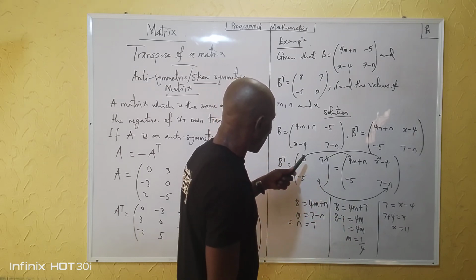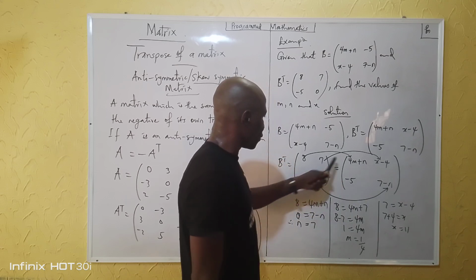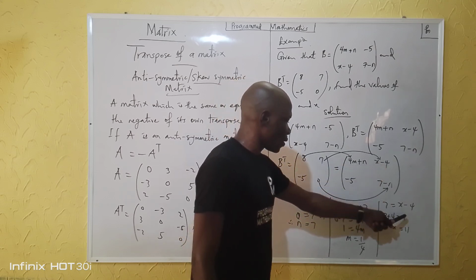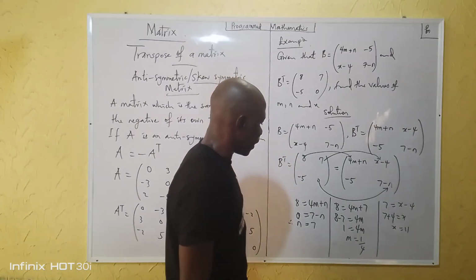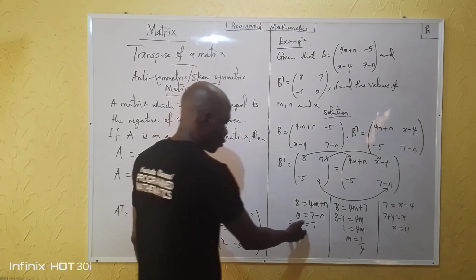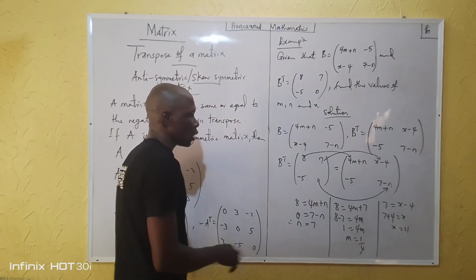And then having done that, we also calculate the value of x next. 7 and x minus 4, they are the same. So bring back the minus 4 to 7. x equals 11. Alright, so n equals 7, m equals 1 over 4, x equals 11.